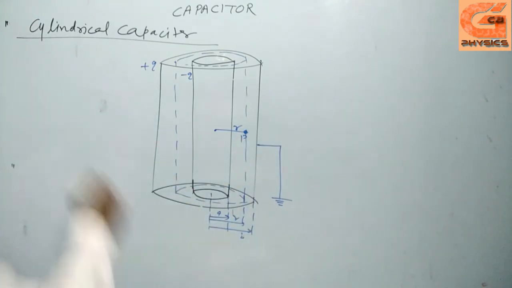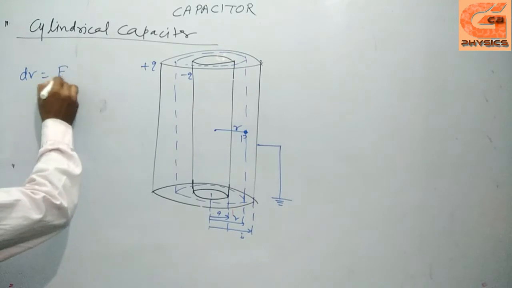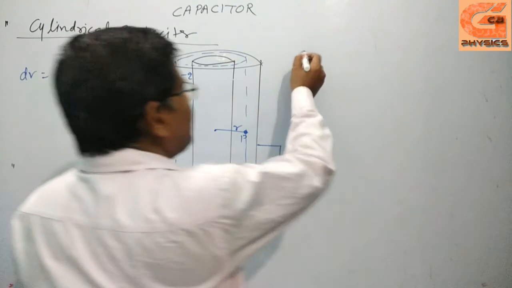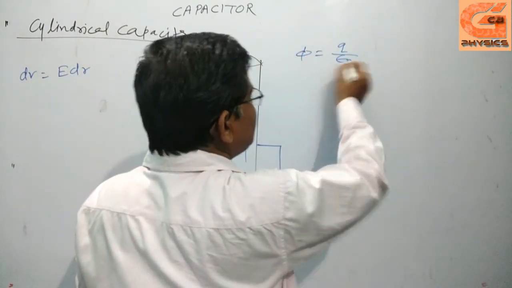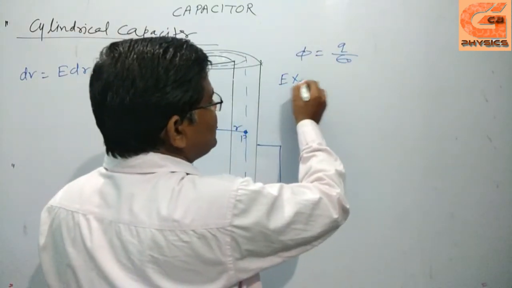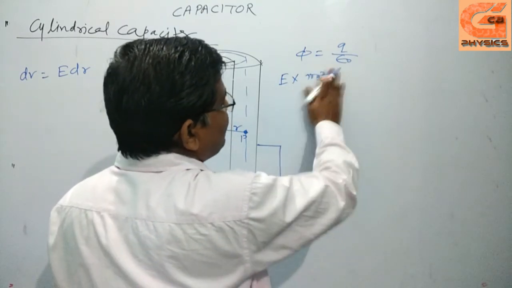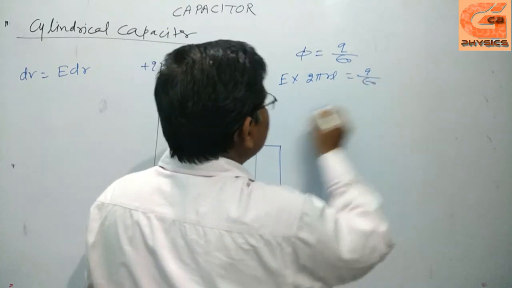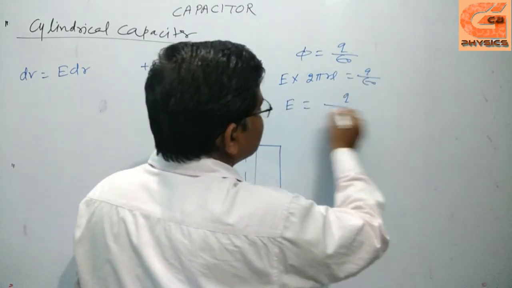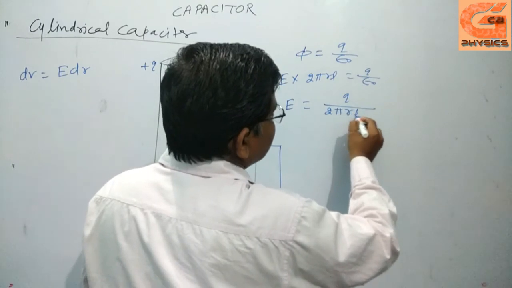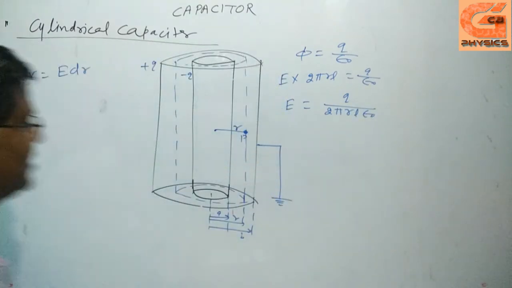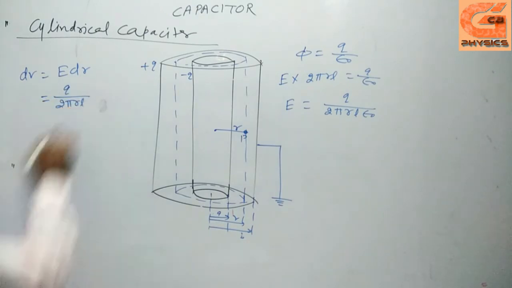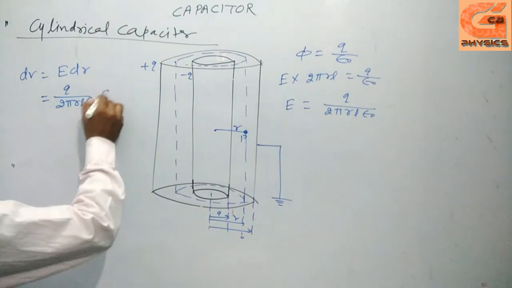And similarly, the same thing, the potential is dV equal to E dR. As you know, phi is equal to Q by epsilon naught, and E into the area, 2 pi R L, equal to Q by epsilon naught. Then E is equal to Q by 2 pi R L epsilon naught. And that's why I have written here Q by 2 pi R L epsilon naught into dR.